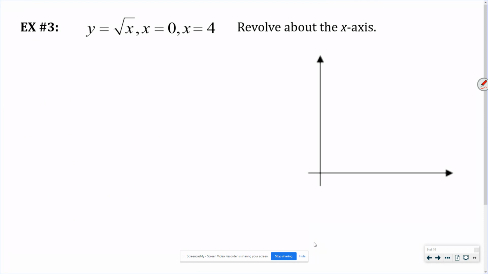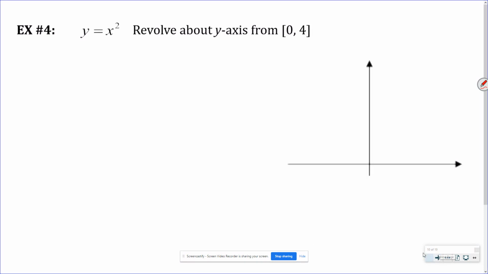All right, let's skip and find another one where we are making a disk. But let's go to example 4 because it's going to be a little different. It says revolve the function y equals x squared about the y-axis. So that would be a parabola.